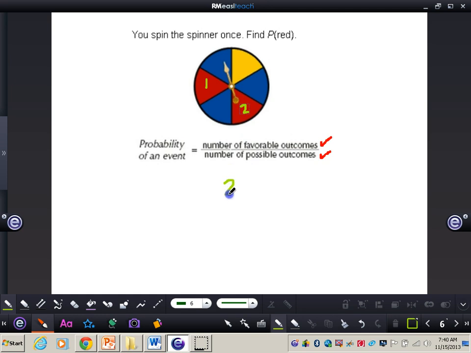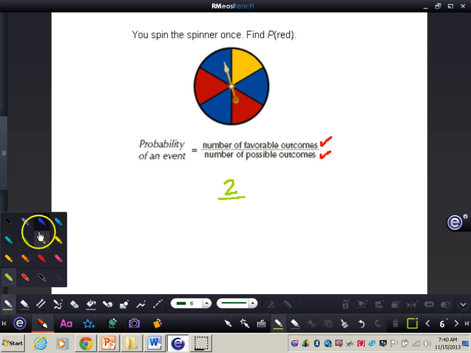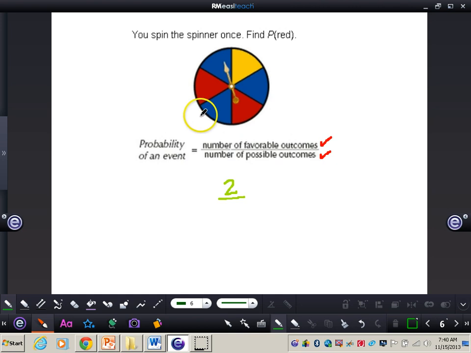Okay, so the numerator would be 2, and then as far as the denominator goes, we need to just figure out how many total spaces there are, including the red as well. Okay, get a bright color here that will show up on everything. There we go. So we could see there are 1, 2, 3, 4, 5, 6 possible outcomes. So 2 out of 6 chances could be red.